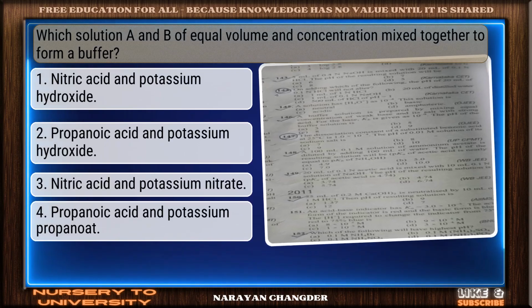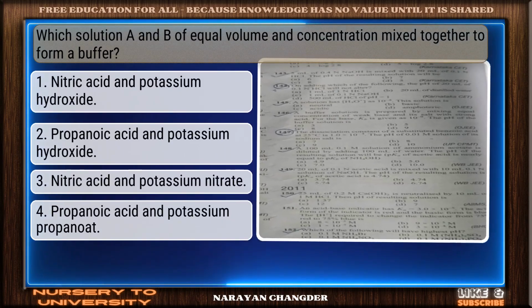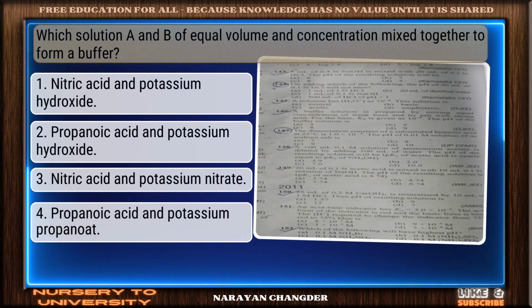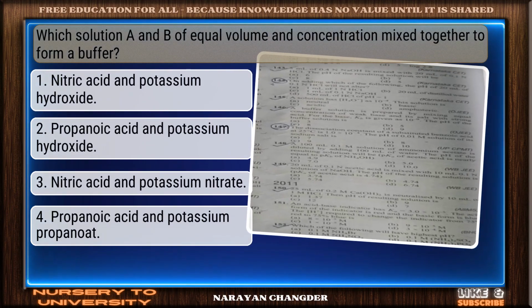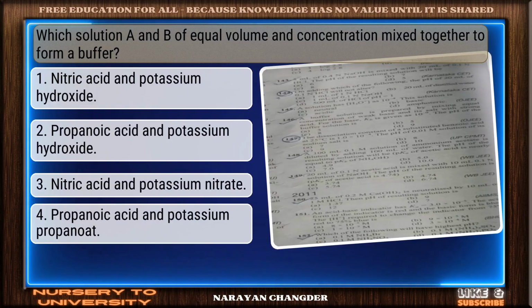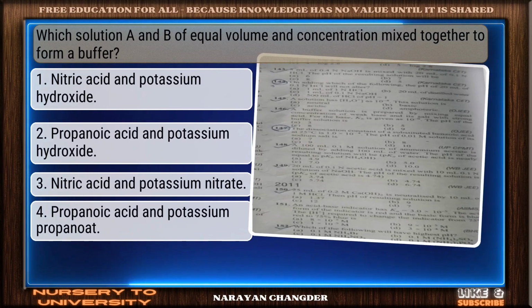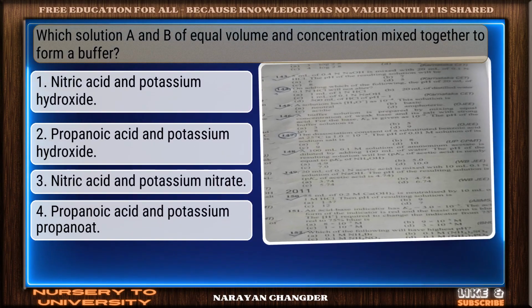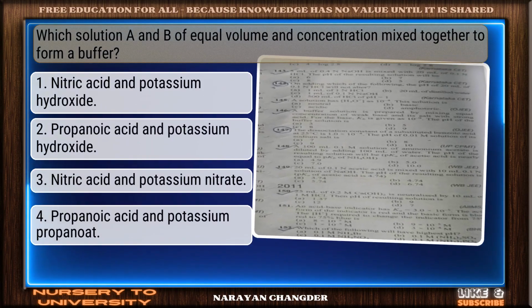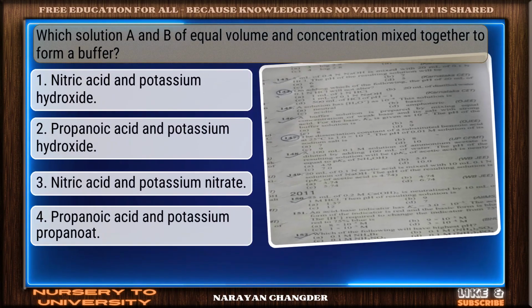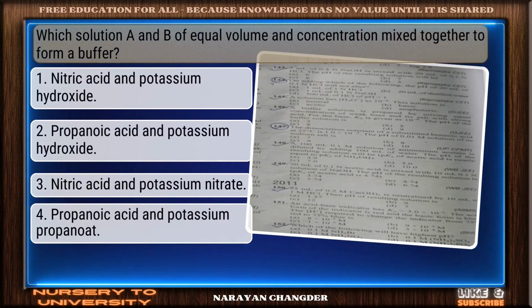Can you solve all these buffer solutions questions? Which solution A and B of equal volume and concentration mix together to form a buffer? Option 1, nitric acid and potassium hydroxide. Option 2, propanoic acid and potassium hydroxide. Option 3, nitric acid and potassium nitrate. Option 4, propanoic acid and potassium propanoate.